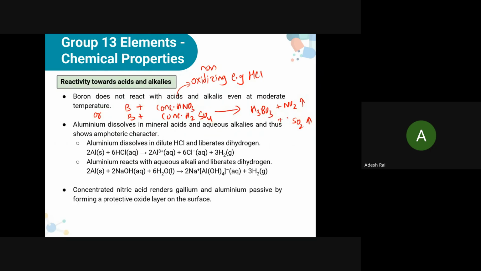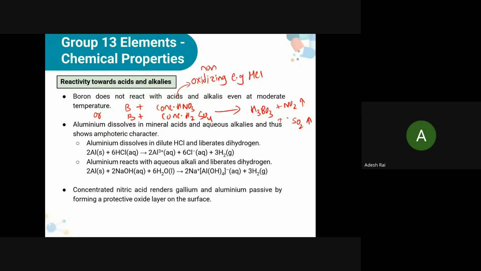But aluminum, we all know it is amphoteric. Aluminum dissolves in mineral acids and aqueous alkalis and thus shows amphoteric character. So it will react with acid and bases both. Now aluminum dissolves in dilute HCl and liberates dihydrogen gas. That also we know.